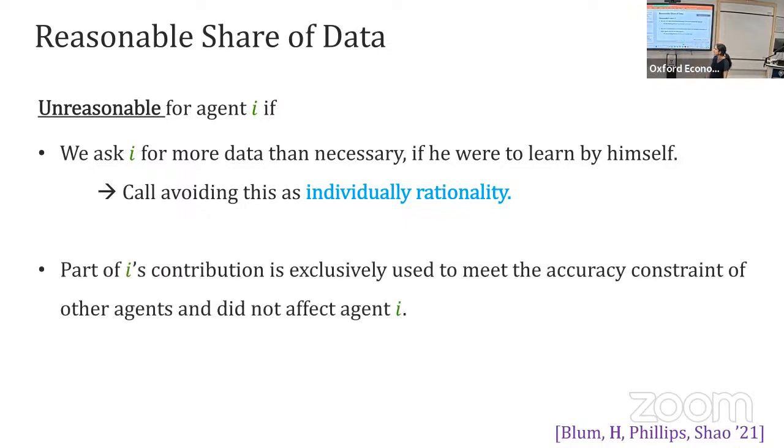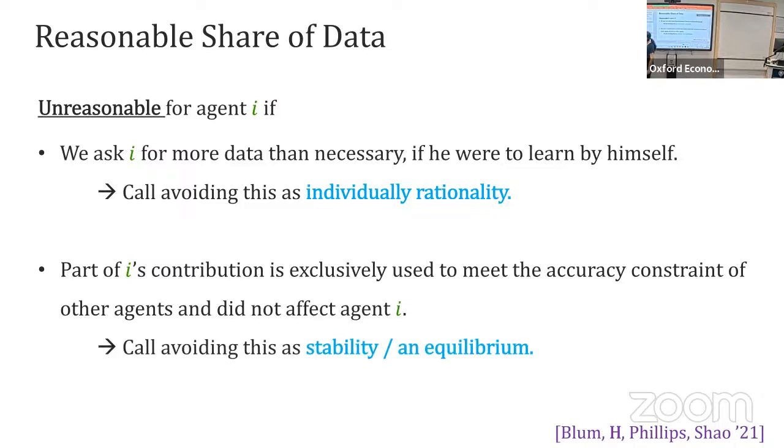The second part that I would say is unreasonable is if the agent has to contribute something such that part of their data set, or part of their effort, was used exclusively to help other agents rather than the first agent themselves. This is what I would call stability, because it's closer to a notion of equilibrium. I think there's a question about this.